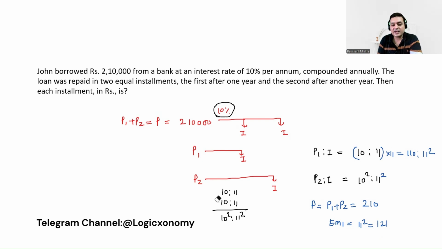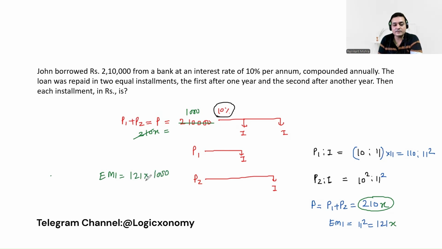So we can say here, if total principal on loan is 210, then EMI will be 121 each year. If total principal is 210x, EMI will be 121x. Here the value of 210x is given: 210x is nothing but 2,10,000. So dividing by 210, x will be 1,000. If the value of x is 1,000, EMI will be 121 into 1,000, which is equal to 1,21,000. So if the loan amount is 2,10,000, then we need to repay it in two equal installments of 1,21,000 each.